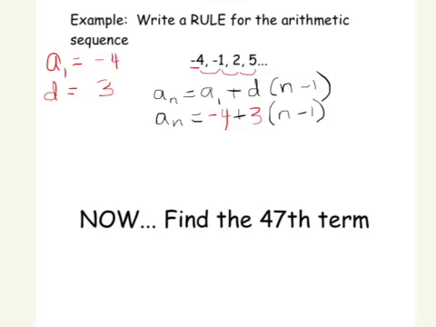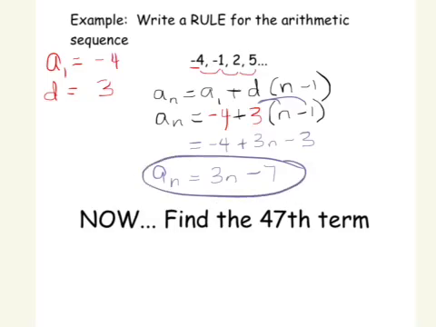And then everything's plugged in, so now all I need to do is clean up. So I'm going to do my distributive property. So negative 4 plus 3n minus 3. And when I combine like terms, I get 3n minus 7 is my rule. And then if I want to find the 47th term, then all I have to do, as we know from before, is to plug in 47 for n and to evaluate, and we get the 47th term is 134.